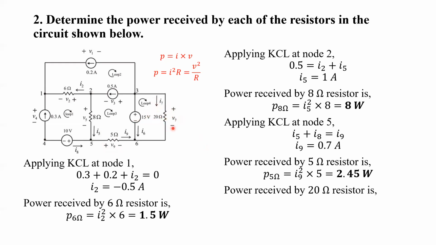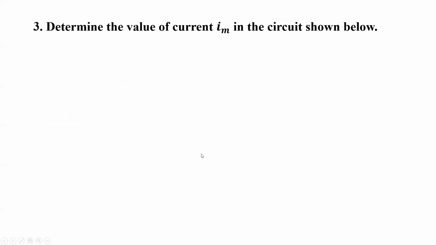Since this 20 ohm resistor is connected in parallel to this 15 volt voltage source, we can easily write V7 equals 15 volt, right? So if V7 equals 15 volt, we can apply this formula, V square by R. So if we replace V7 by 15 volts, we can easily get this power. So in this way, we can determine the power received by each resistor in the circuit.